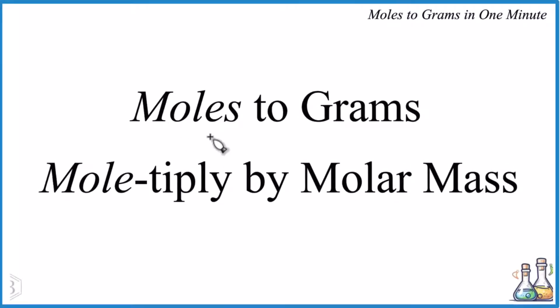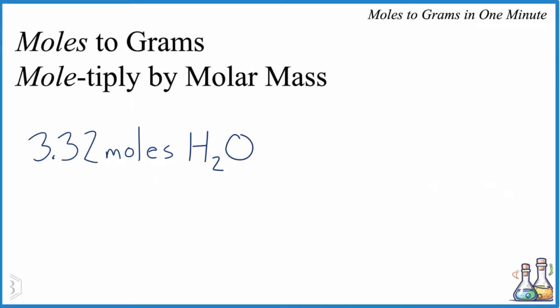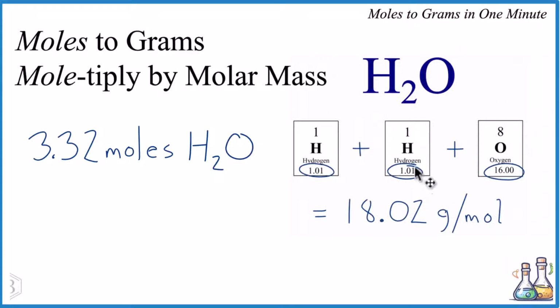So remember this, moles to grams, you multiply by the molar mass. I know, it's silly, but you're going to remember. So let's try it. We have our moles of water, we multiply by the molar mass. And we find the molar mass by adding up the atomic masses for each element on the periodic table.